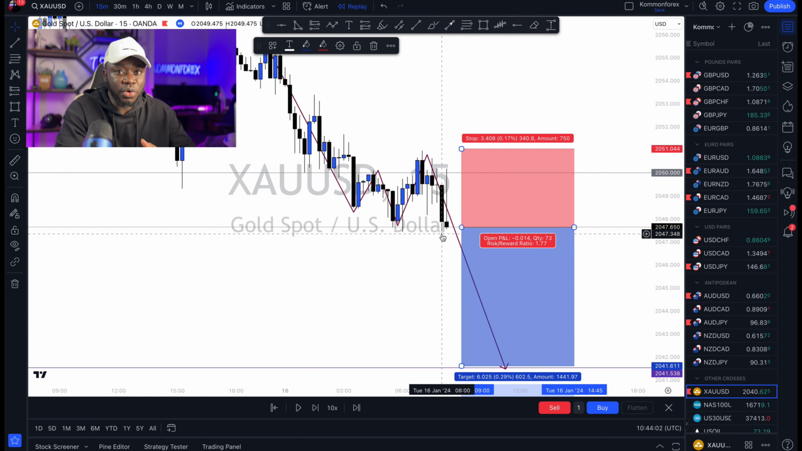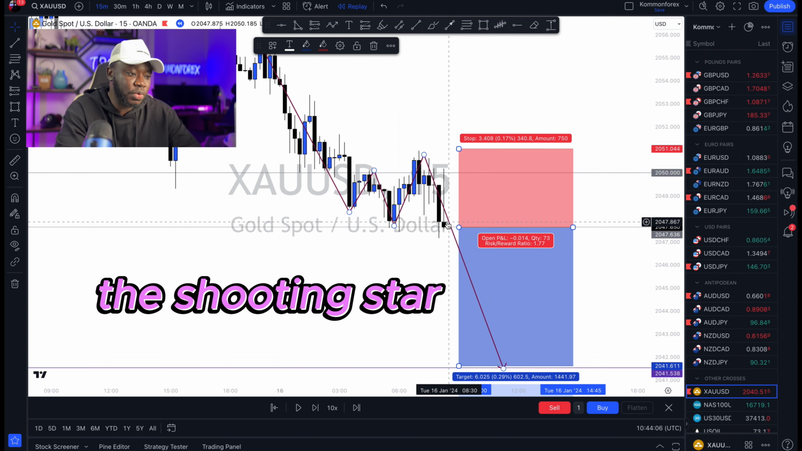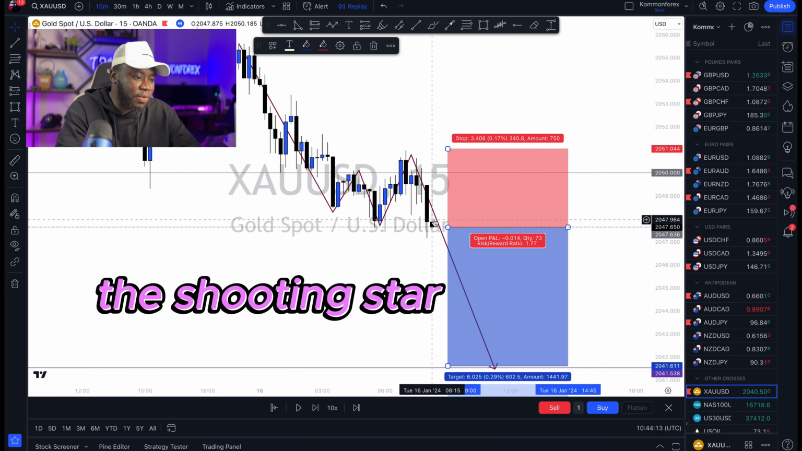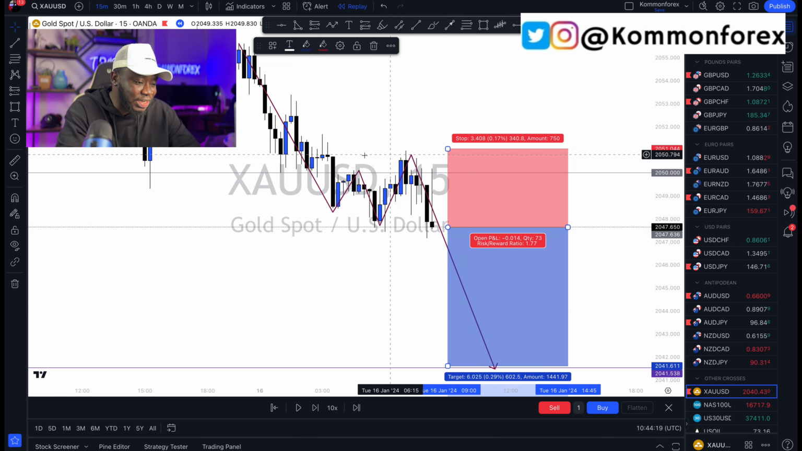So this candle is what we call the shooting star. If you've heard of candlestick confirmations, this is what we call the shooting star. So right at the end of this shooting star, my entry was here, stop loss right on top of the range. What do we expect from the market? We are at least chasing the market to drop to this particular level.